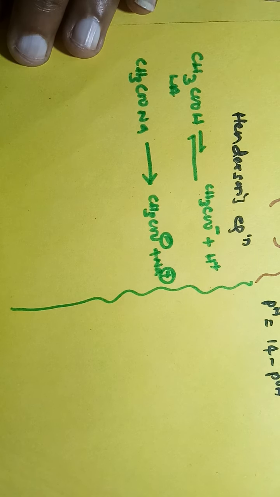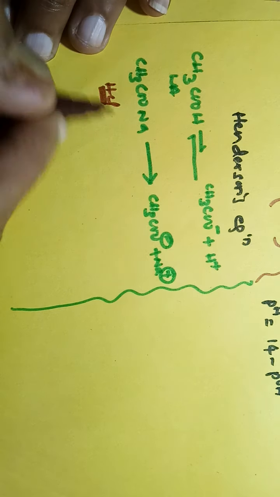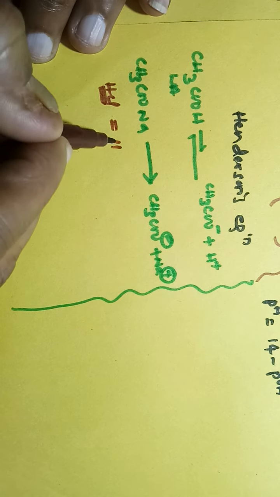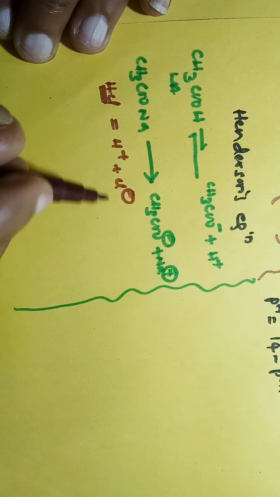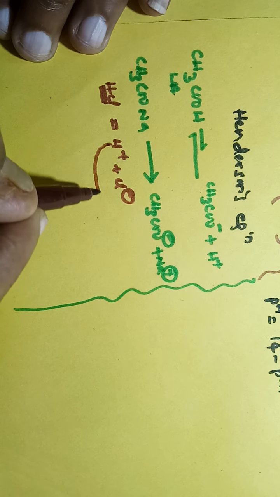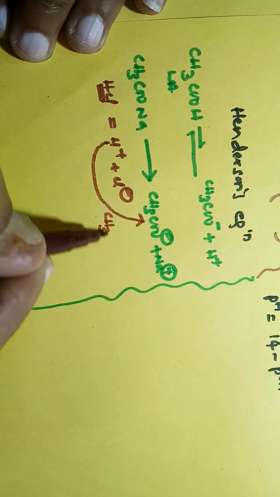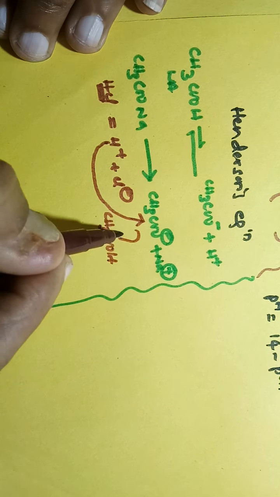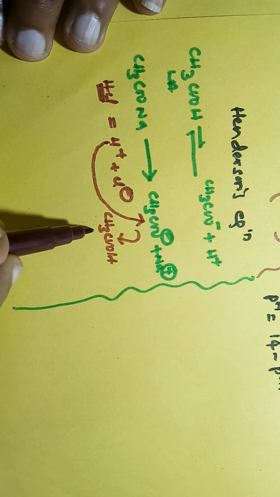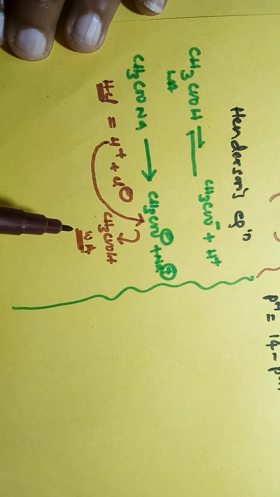Now if you add a small quantity of acid, this acid has H plus and Cl minus ions. What will these H plus ions do? These added H plus ions react with CH3COO minus and form CH3COOH. CH3COOH is a weak acid, so this will not change the pH value.